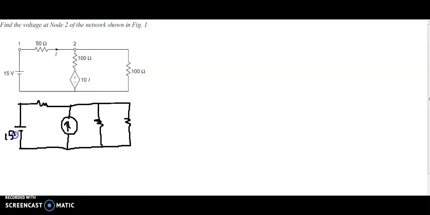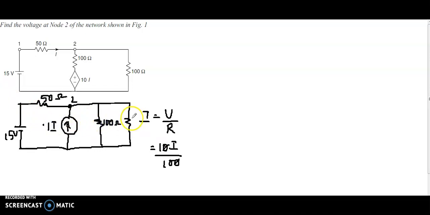Here we have 15 volt, here 50 ohm. This is node 2. Here the current is I is equal to V by R, where V is equal to 10I and R is equal to 100 ohm. Therefore, it's 0.1 I. This is the current here. Here it's 100 ohm. Here it's 100. So these two resistors we can combine together. 100 ohm in parallel with 100 ohm will give you 50 ohm.